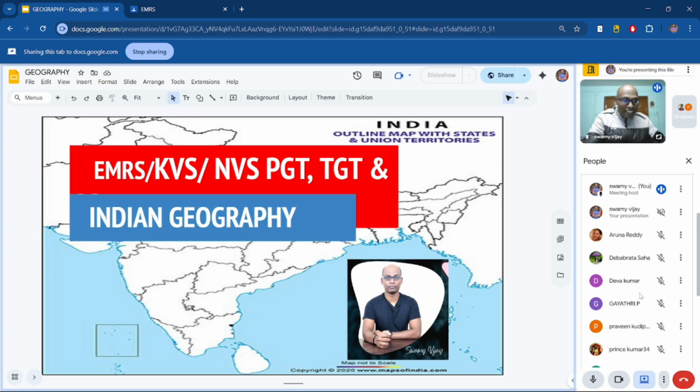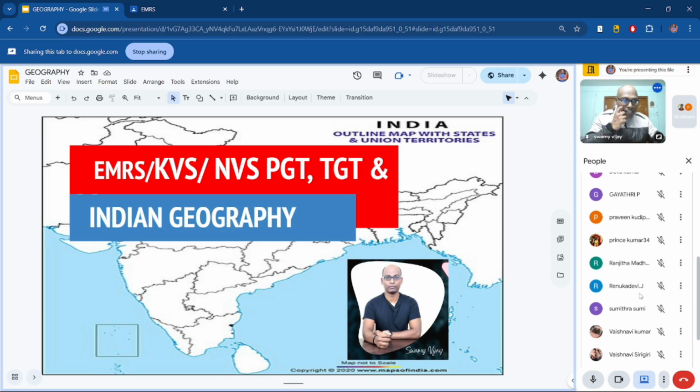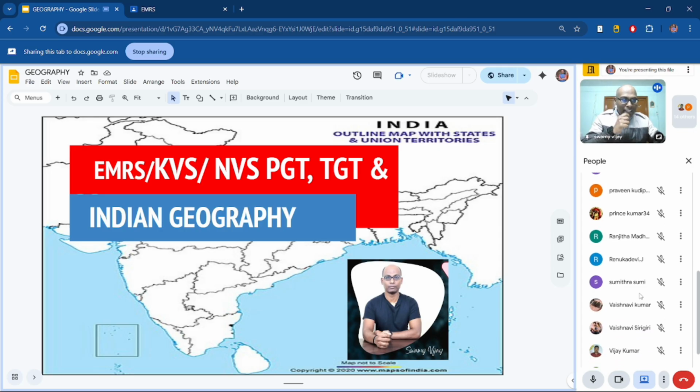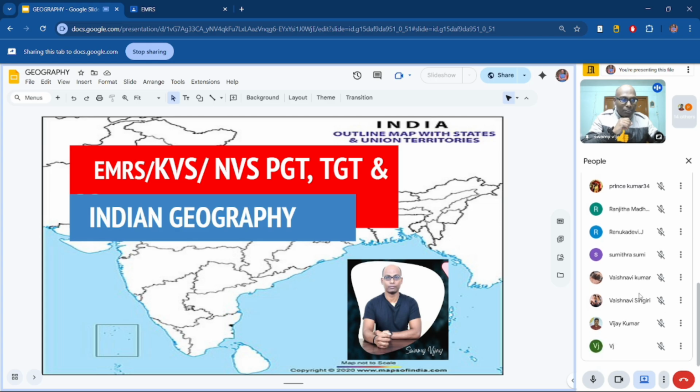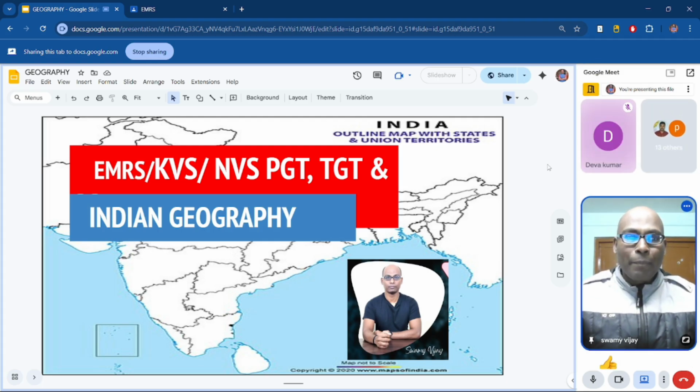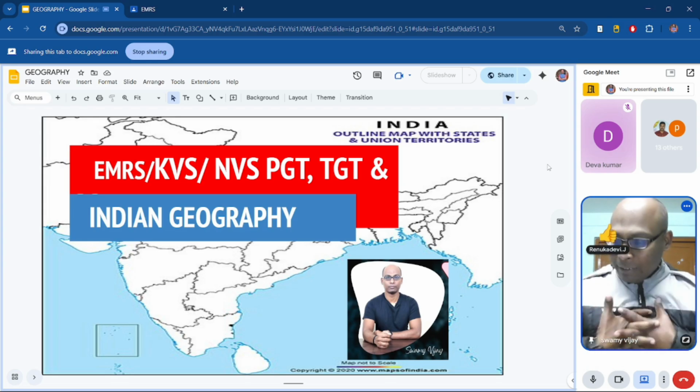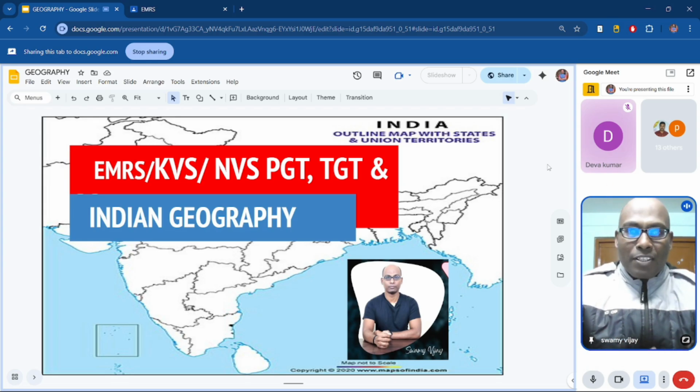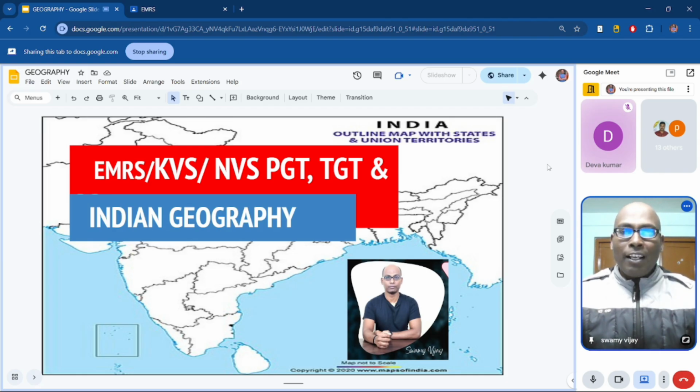Aruna Reddy, Devrata Shah, Dev Kumar, Gayatri, Praveen, Prince, then Ranjita, Madhavan, Renuka Devi, Sumitra, Vaishnavi Kumar, Vaishnavi Sirigiri, Vijay Kumar, and Snehalata. Okay. Actually, I should get that attendance automatically, but now they are asking me to pay money. It is difficult to survive and serve in the commercialized world. Everything is commercialized. Right, fine.